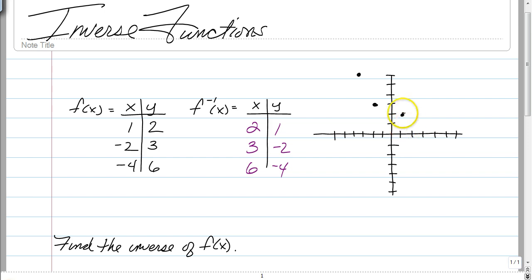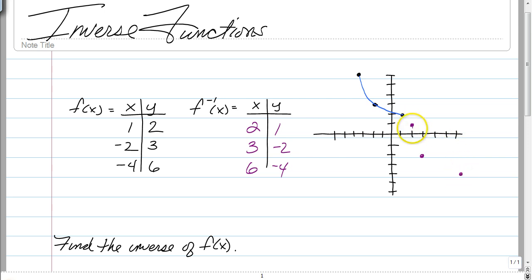looks like graphically. So I have the original f of x plotted here, and if it helps you to see it, we can actually connect the dots. And what we're going to do is we're going to graph (2, 1). We're going to graph (3, -2). And we're going to graph (6, -4).